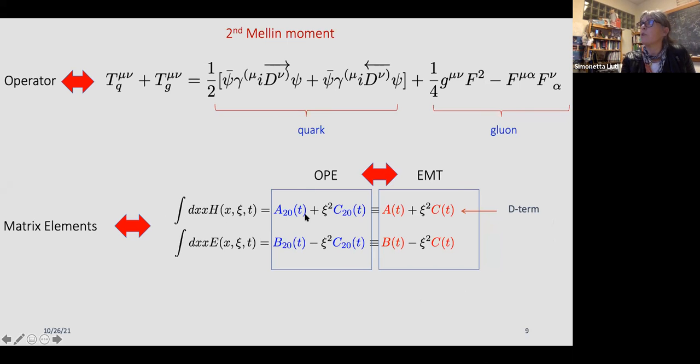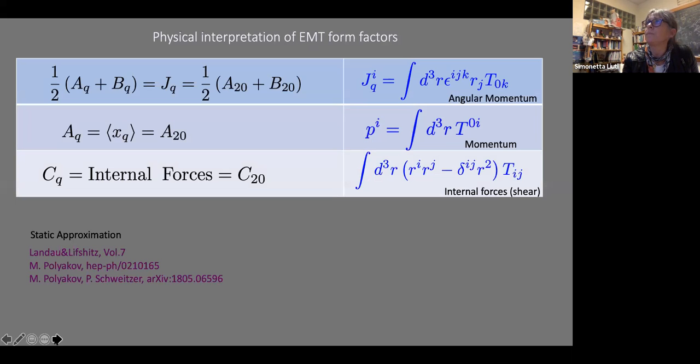And this is what we get from the operator product expansion. They're called A20 in lattice notation, B20, C20, and these coincide directly with the energy momentum form factors. And so this is the current physical interpretation that we have.